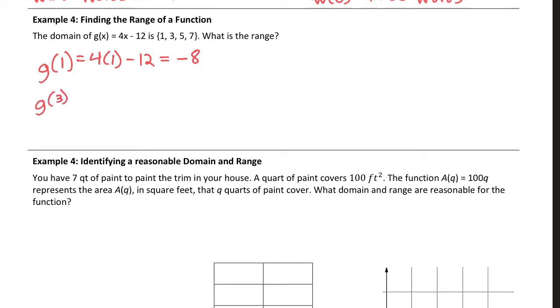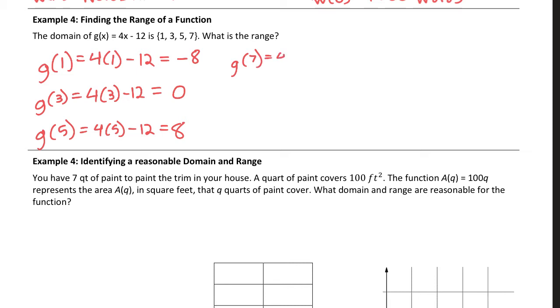Next input I evaluate, g of 3. 4 times 3 minus 12. So that becomes really 12 minus 12, which is 0. Evaluate for an input of 5. G of 5. 4 times 5 minus 12. 20 minus 12 is 8. And then my final input-output, g of 7 is 4 times 7 minus 12. 28 minus 12 is 16.